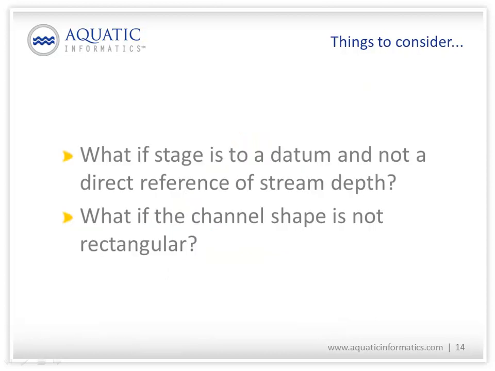So far we've been keeping our offset set to 0, making a stage a direct reference to stream depth. But what happens if stage is set to some datum and not directly related to stream depth? And what if the channel shape is not rectangular? So now we need to look at the role of the offset in the rating equation.